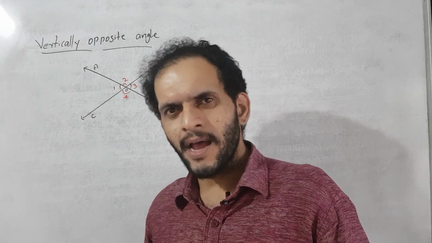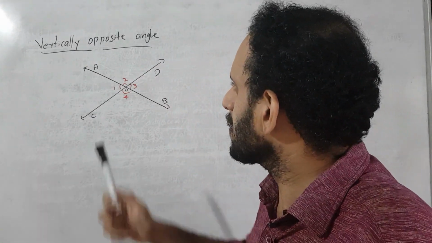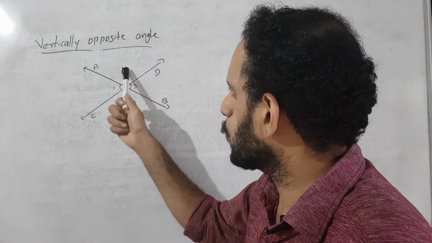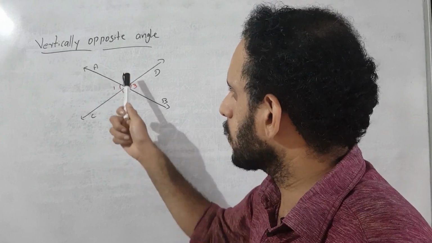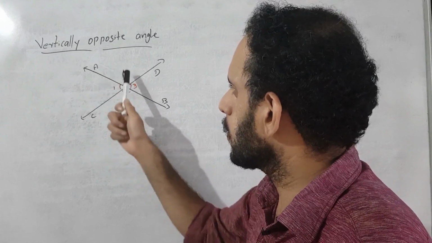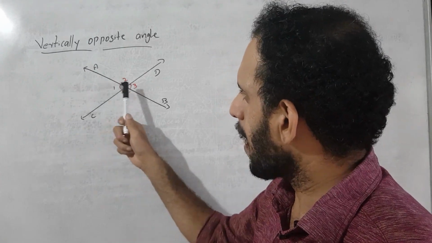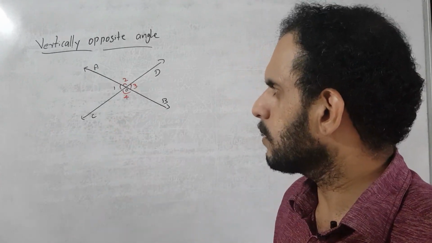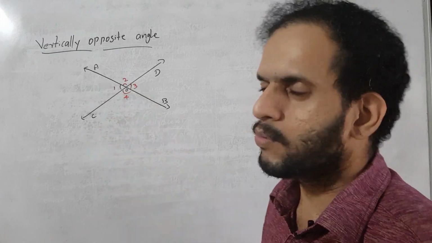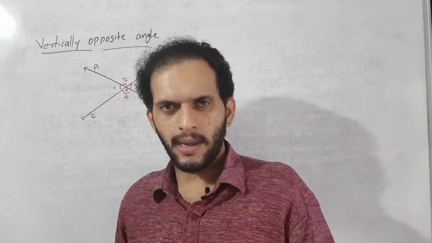Okay, then in that four angles, the angles that lie opposite, 2 and 4 lie opposite, then this one is called vertically opposite angles. And angles 1 and 3 lie just opposite. These two angles are called vertically opposite angles.